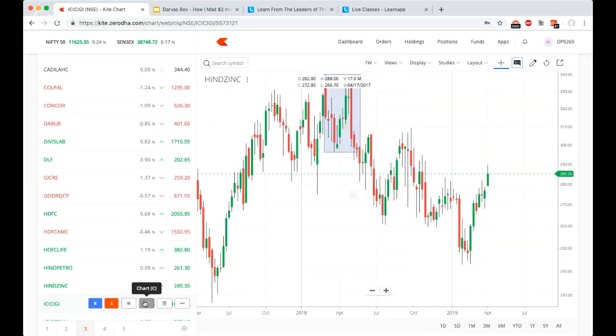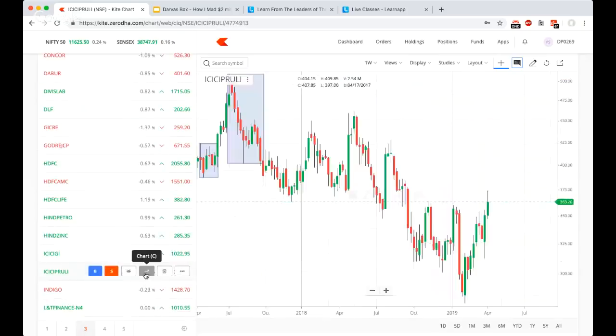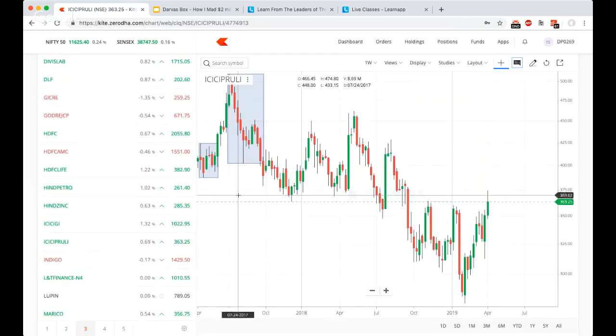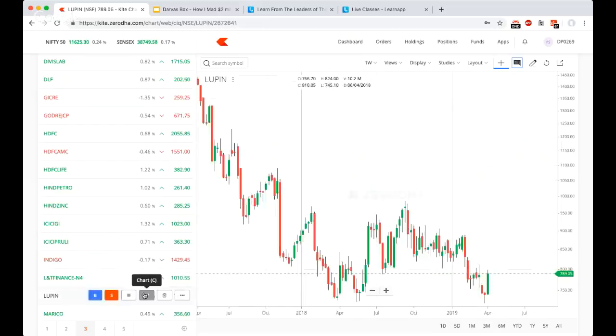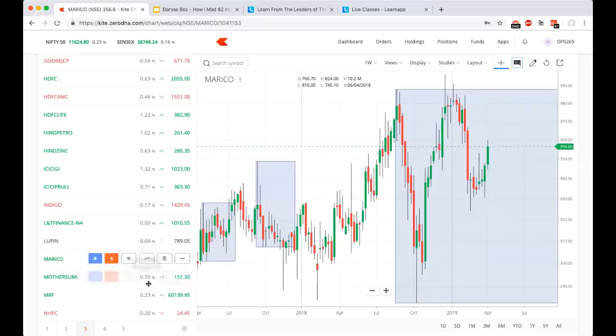Hindustan Zinc, same thing. I'm just trying to find another trade. Just bear with me, please. ICICI Pru, nothing. At least in 2018, nothing. So you see the number of trades, you got a few and far between.